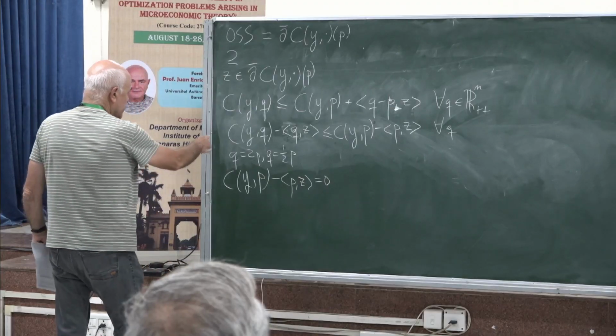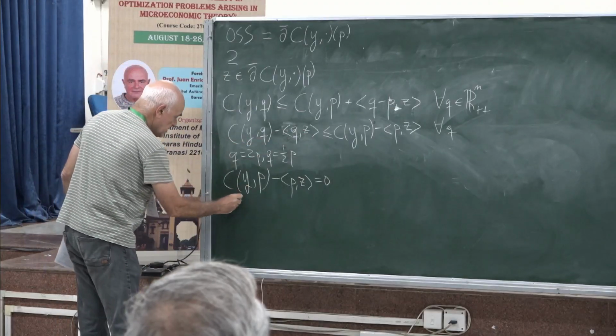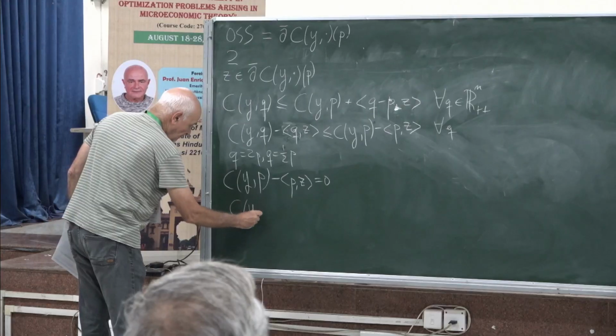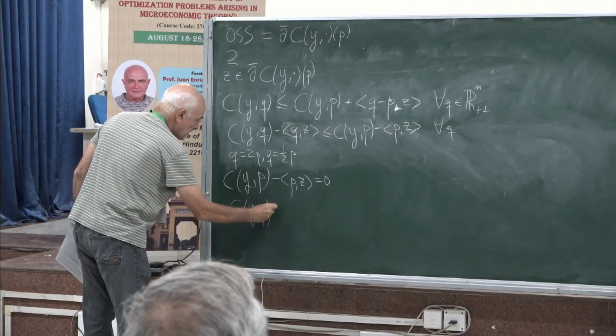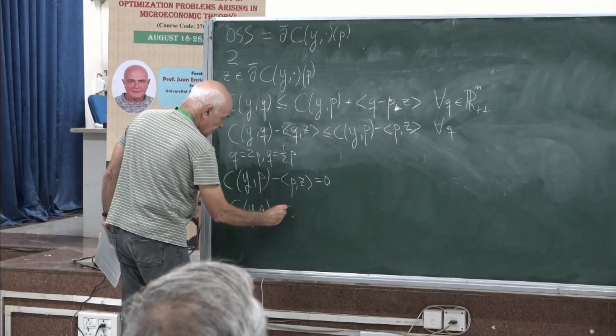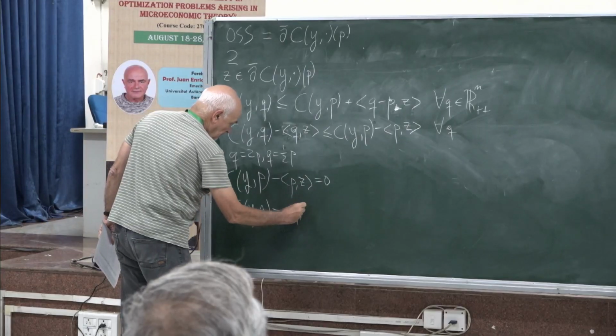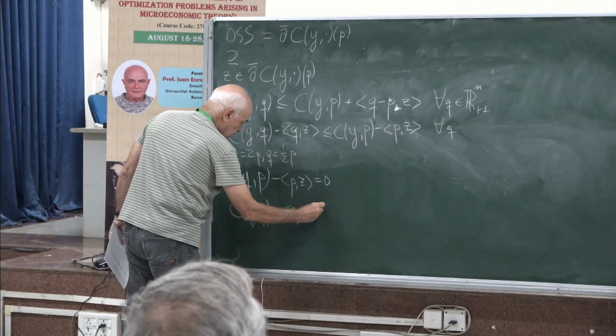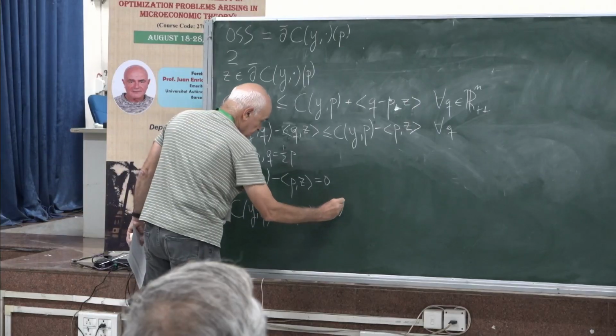Which means that this inequality reads C of y, q minus q·z is less than or equal to 0 for every q.